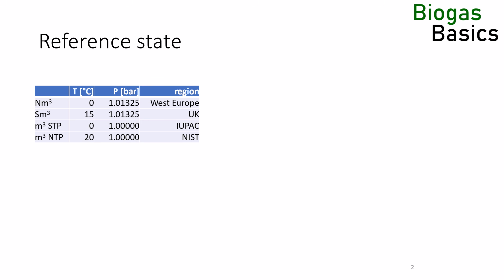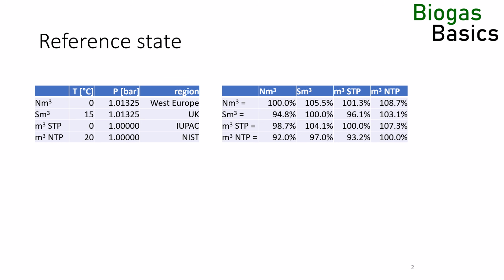All reference states mentioned here use dry gas, but there are also reference states that use defined humidities. Make sure that everybody is on the same page regarding reference states when starting a biogas project. For international projects, check the local reference state. Here is a conversion table, based on ideal gas law, for the 4 states listed here.